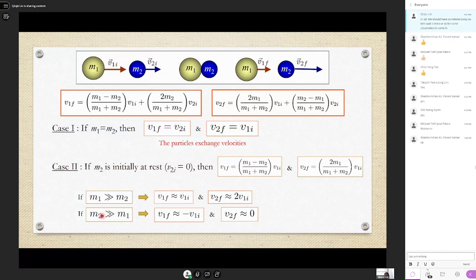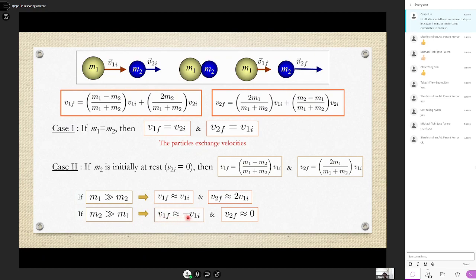And then what if M2 is much bigger than M1 instead? Now M2 is still at rest. M1 comes and bangs into M2. Imagine M2 is a very large, very heavy metal ball. It's not moving. Then M1 is a ball like a plastic ping pong ball that comes and knocks into this heavy ball. What will happen?